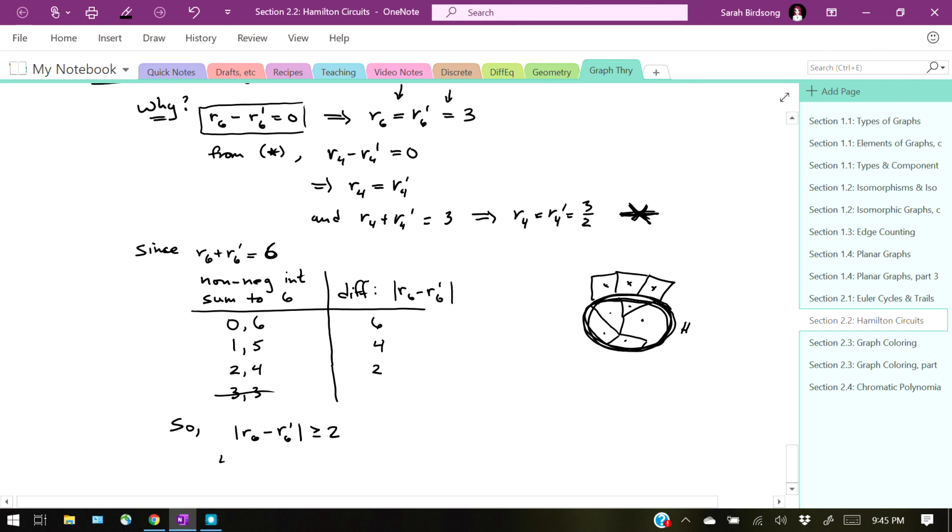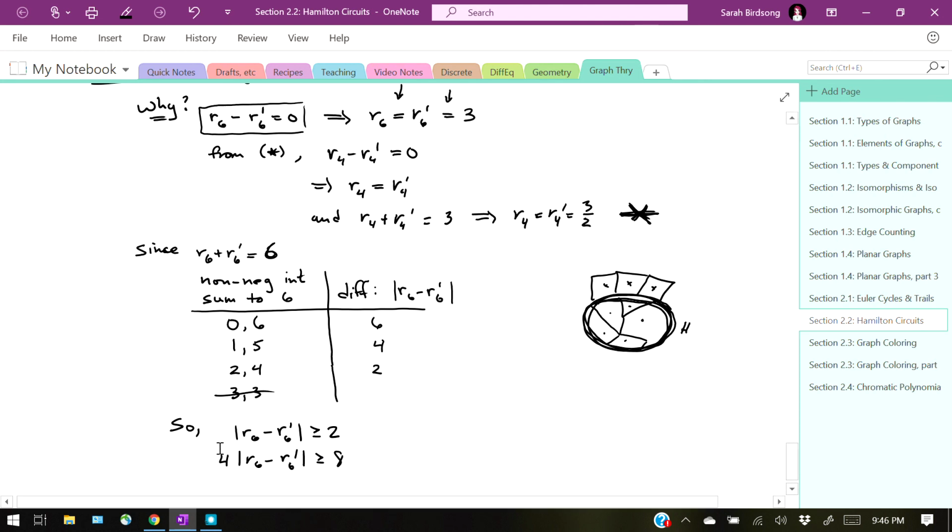Now I'm going to check to see what would happen if you look at 4 times the difference. Well, 4 times the difference of R6 and R6 prime is going to be what? Well, you multiply 4 by each of these guys. So this would be 8 or 16 or 24. Or to be lazy again, to do one inequality, it's going to be 8 or bigger.